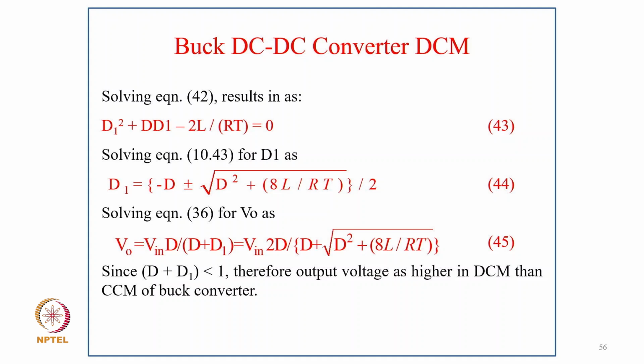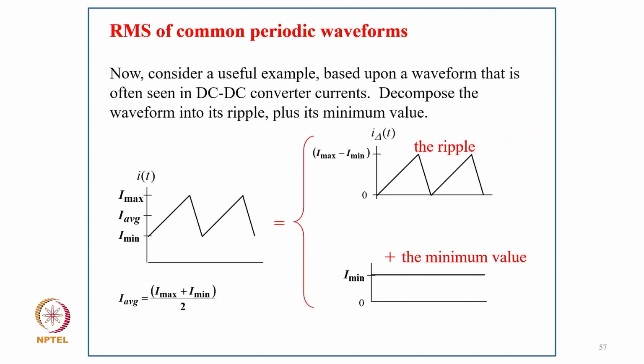So you can consider here that the output voltage does not depend only on the duty cycle and the input voltage, but it also depends on component values, typically the load resistance, switching frequency, as well as the inductor value. And of course, D plus D1 is less than 1, so therefore the output voltage will be higher in DCM than in CCM of the buck converter. So now you can consider an example based on the waveform, which is often in DC converter current. Decompose the waveform now into ripple plus the minimum.